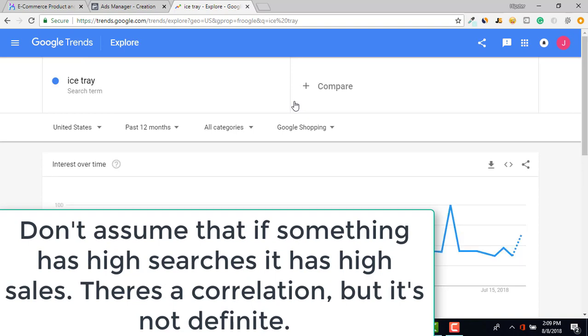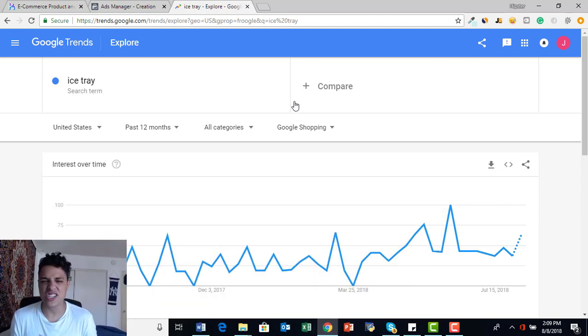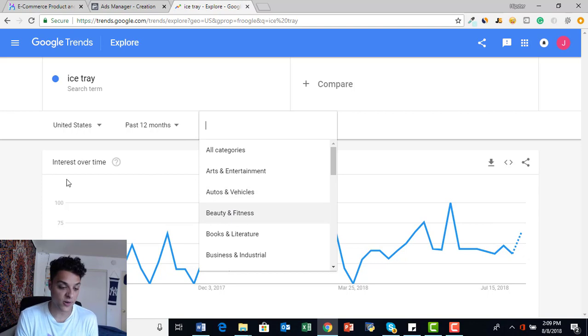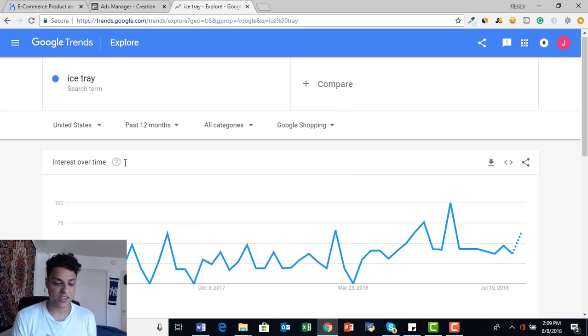So before, remember when we looked at just the searches, like, oh, ice tray didn't look that good. That's where most people stop. But you can see just based on the United States the past 12 months, if you want to filter out more, you can. That's typically what I stick with, though. You can also even do it by categories. Not really relevant for me. This is what I stick with.